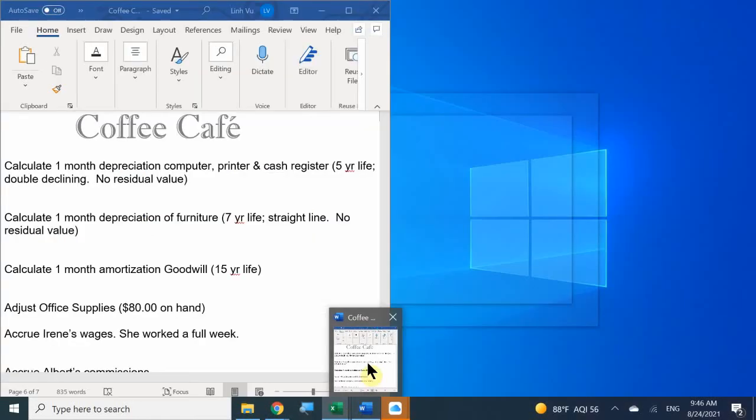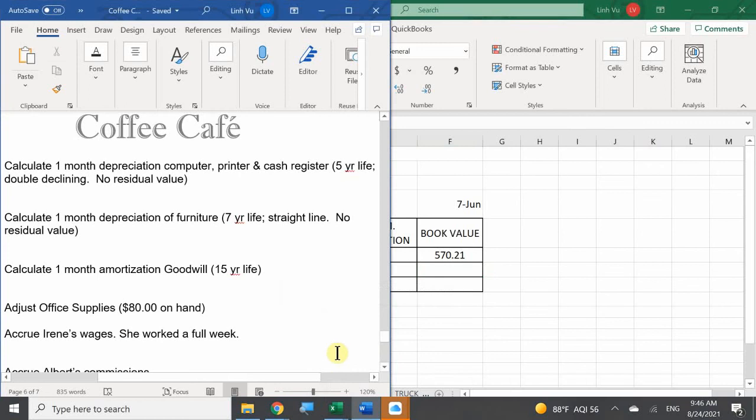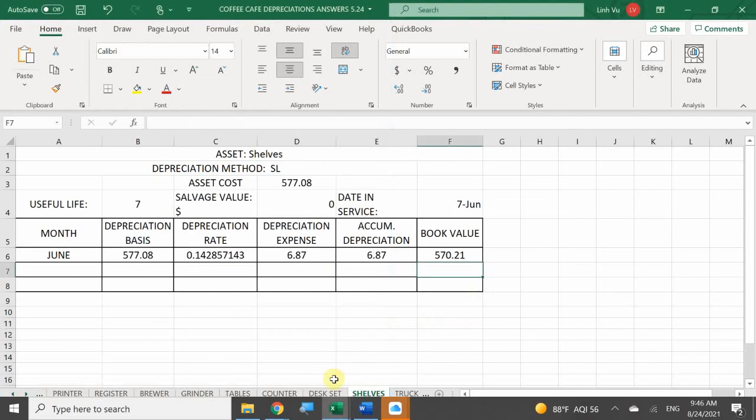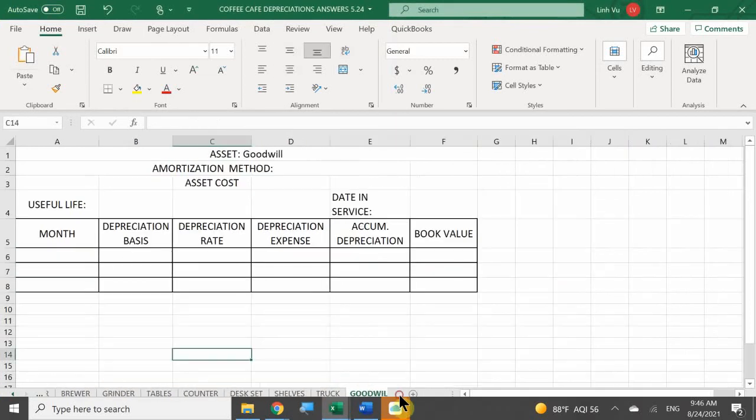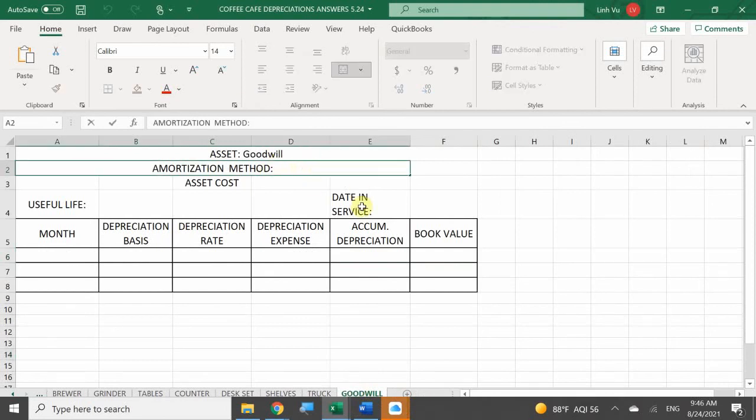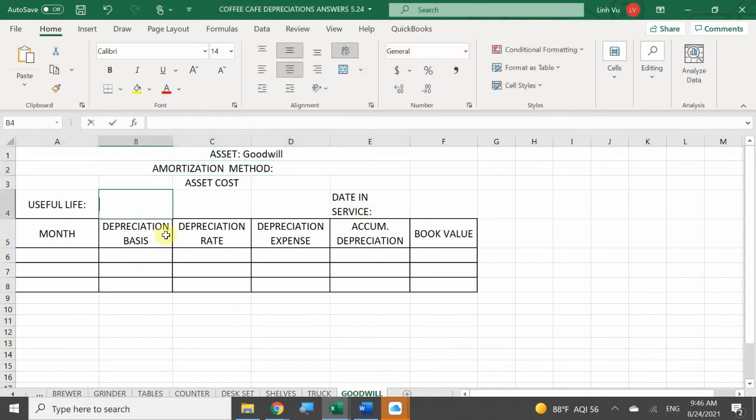Goodwill is our intangible asset, which it says right here, to amortize 1 month for goodwill. Of course, goodwill is stated to be 15 years. So in this case it's very similar. It's going to be the last table here: the amortization method, useful life 15 years.